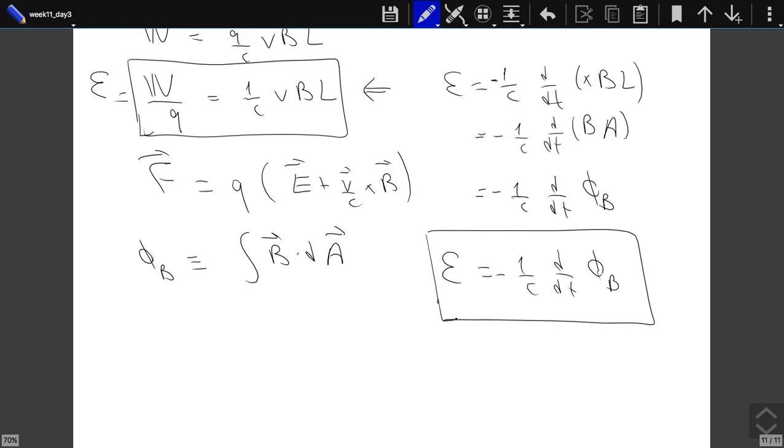Now, the change in flux can have two origins. Either the B field is changing or the area is changing. So the claim, which has to be tested by experiments, is that whatever the source of the change of this flux, the EMF is always given by minus 1 over c times the rate of change of the flux. Again, as I repeat, it's not a derivation, it is a claim. So whether the flux changes because of a changing magnetic field or because of the changing area, this law should always be true.